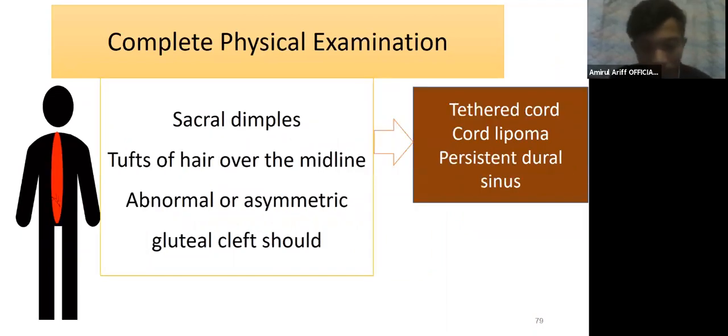Another critical part of the examination is to look for a sacral dimple, a tuft of hair over the midline, or an asymmetric gluteal cleft, because these may suggest an abnormality of the spinal cord, like a tethered cord, lipoma, or persistent dermal sinus.